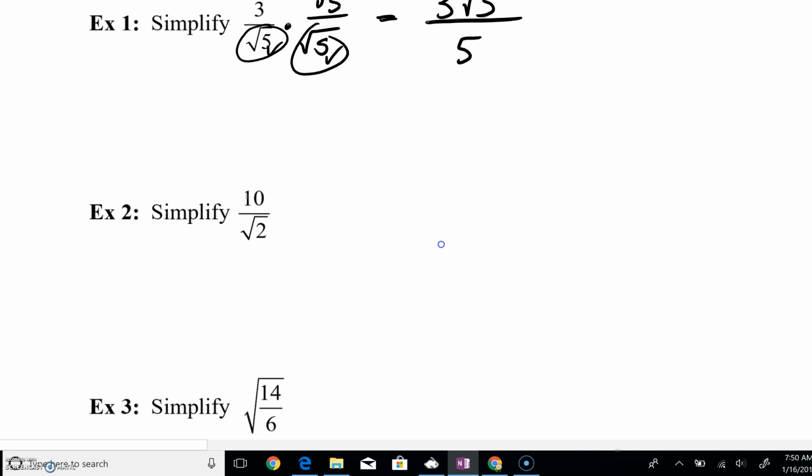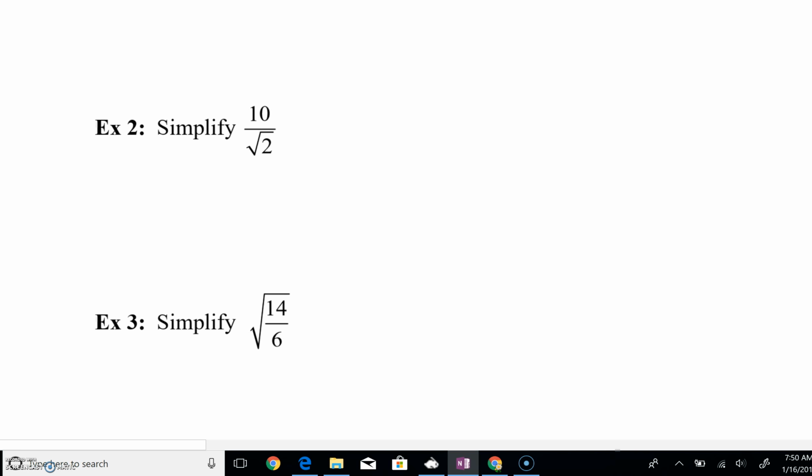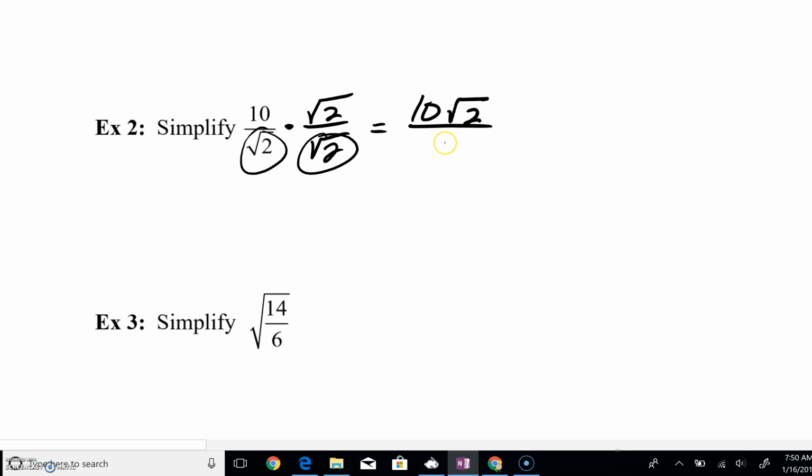So let's take a look at example 2. The problem, of course, is we have a square root of 2 down below. We don't want that. Guess what I'm going to multiply to the top and the bottom? Square root of 2. Up on top, I'll get 10 radical 2. Down below, I've got a root 2 and a root 2. Guess what I'm going to have? A 2.